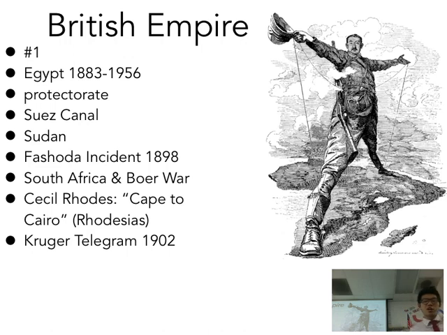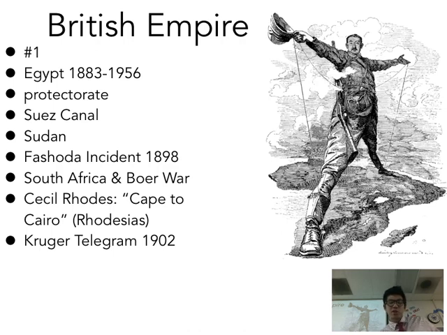The British lose initially to the Boers. Kaiser Wilhelm II is going to send a telegram to the Boers saying, hey, good job in defeating the British. And then the British find out, and so now how do the British feel about the Germans?